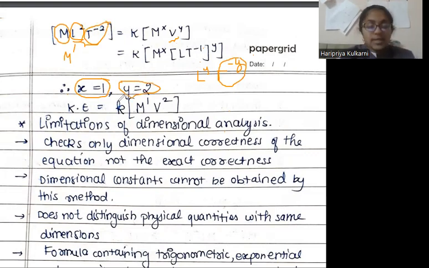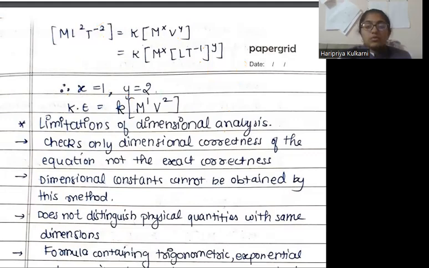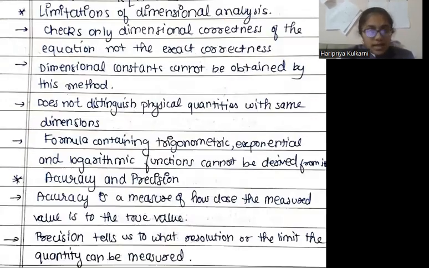So what we can say is kinetic energy is equal to a constant into mass into velocity square. So this is our actual formula, right? Half mv square. Just the constant here, K, is half, right? Yes. Now coming to what are the limitations of dimensional analysis?